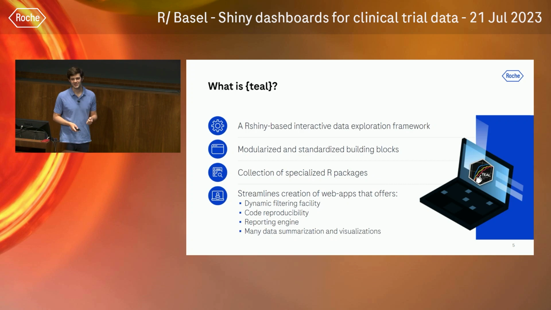So what is Teal? Teal is the R Shiny-based interactive data exploration framework. It's formed of modularized and standardized building blocks and is made up of a collection of specialized R packages which all serve a slightly different purpose. This really streamlines the creation of Shiny web apps. It offers a dynamic filtering facility, code reproducibility, as well as a reporting engine and many different data summarizations and visualizations. So you may even be able to please everyone in the study team, and they may be able to look for whatever they want just based on the Teal app.